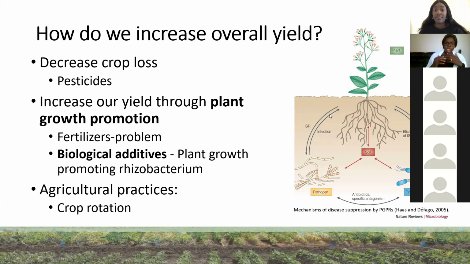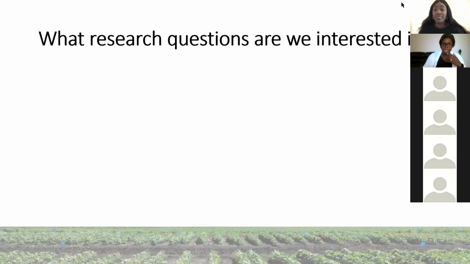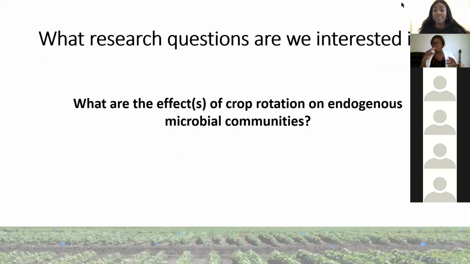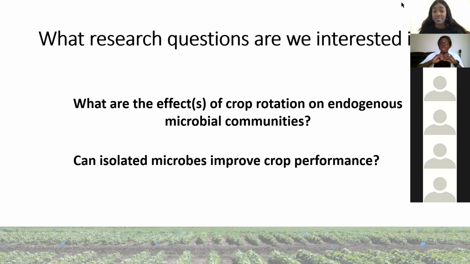So one of the questions we're interested in answering is, what are the effects of crop rotation on indigenous microbial communities? This is a practice that has been on for centuries, not even decades, centuries, but nobody has seen how this sole practice affects what is happening below ground. Is it affecting the good microbes? Is it affecting the bad microbes? What is it doing? And then we want to know if we can isolate some of these microorganisms and use them to improve crop performance.